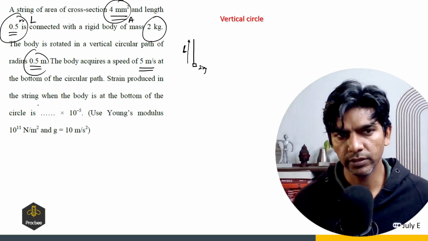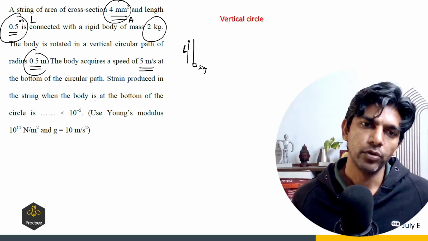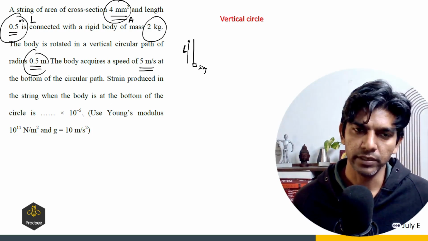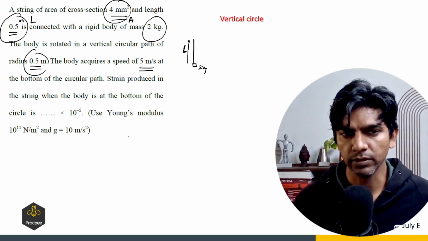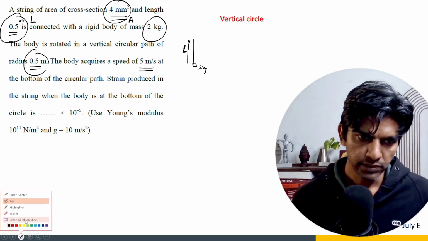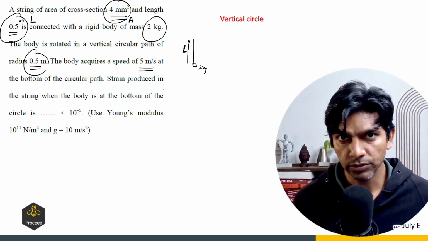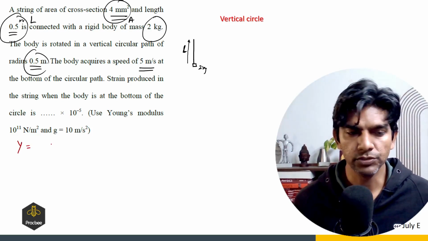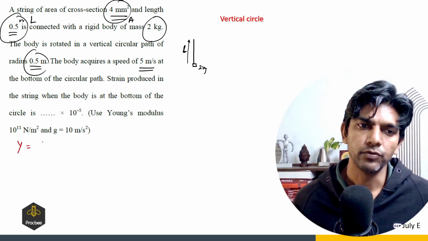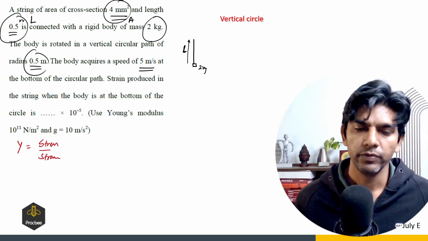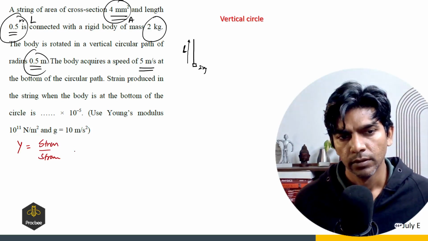The strain produced in the string when the body is at the bottom of the circular path is dash times 10 raised to the minus 5. So we have to find the strain. Young's modulus is given, g is given. In this question, first we have to find the tension and then we'll apply Y equals stress upon strain, and from that we can find the strain.